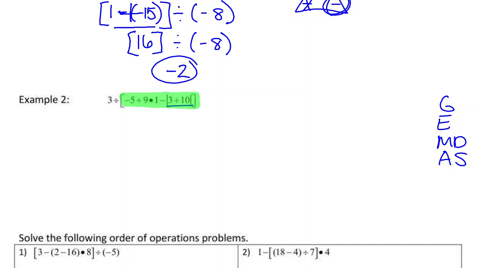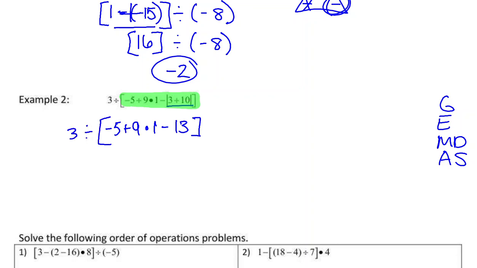And I have absolute value, which is a grouping, so I need to solve that first. So I have 3 plus 10, which is 13, and it's in absolute value, so it's going to be a positive 13 minus 1 times 9 plus -5, close bracket, divided by 3.